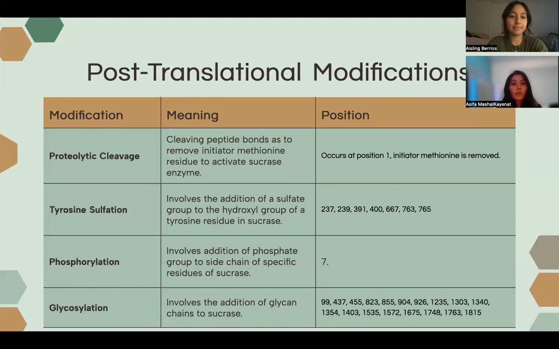Sucrase also displays phosphorylation at just 1 residue at position 7, where a phosphate group was added to sucrase, particularly by protein kinases on the side chain of specific amino acid residues like serine, threonine, or tyrosine. This process is very important for regulation of sucrase activity. Sucrase also displays glycosylation at a wide variety of residues where glycan chains are added to proteins. This process is actually quite important for the structure and function of these modified molecules.